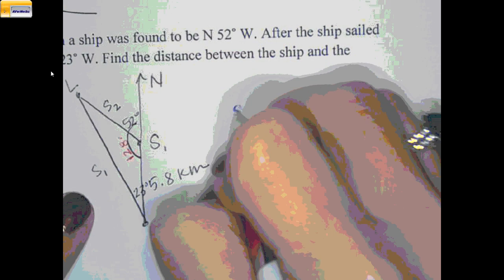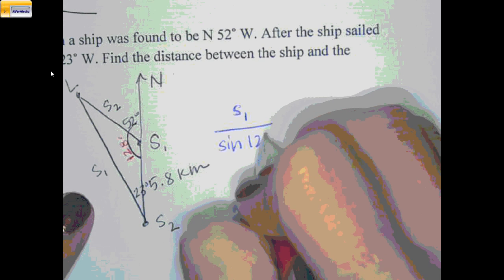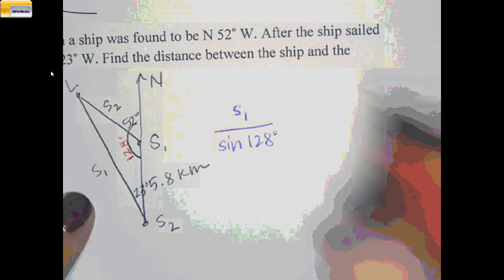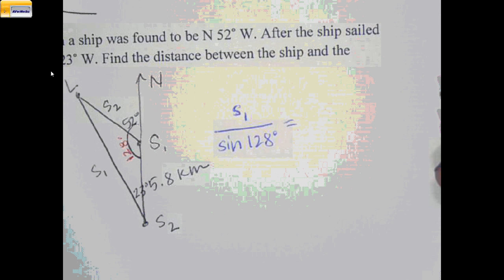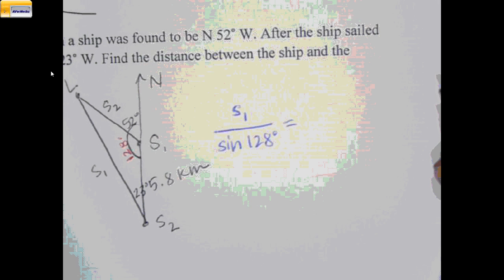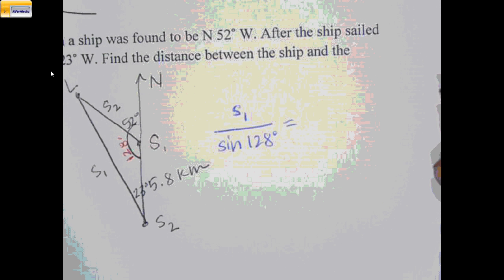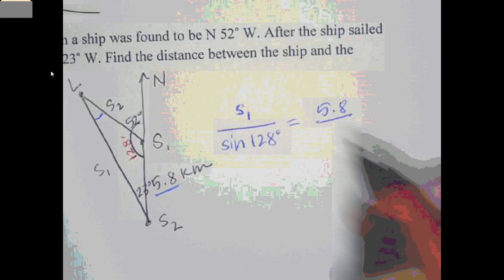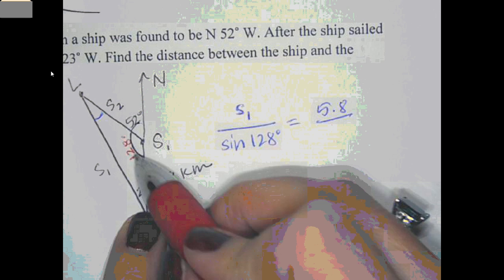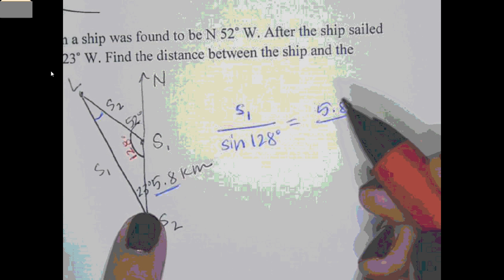Law of sines says that I can take first distance over the sine of S sub 1, which that's 128 degrees. It's supposed to equal, what do I put? Equals what over what? What's the only distance we do know? 5.8 right here, but do we know the angle that goes with it? We do now. It's 180 minus 128 minus 23 degrees, and what do you get?